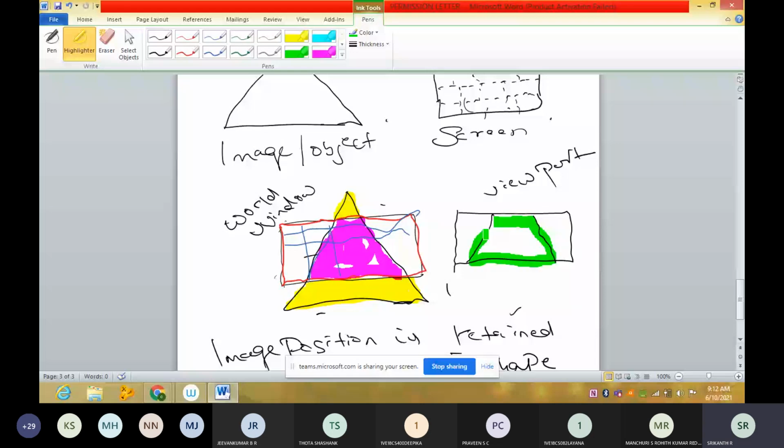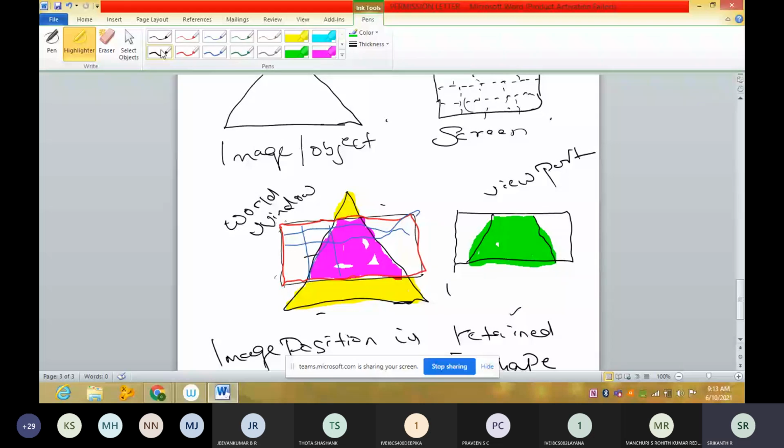So the rest of the triangle won't be visible because it is lying outside the screen, right? For that, I am having two windows, guys. The first one is the word window.